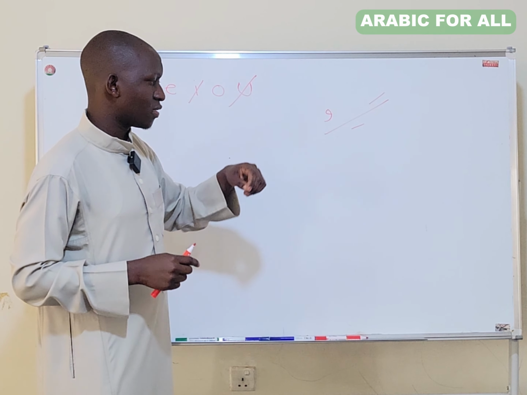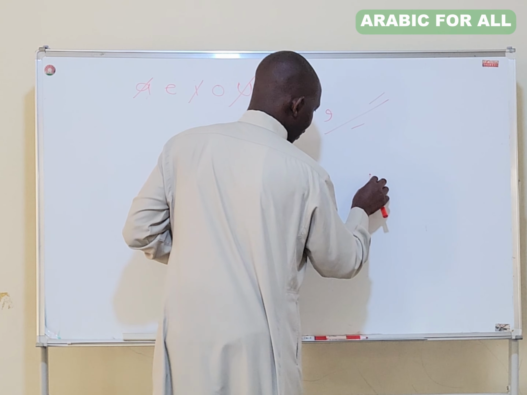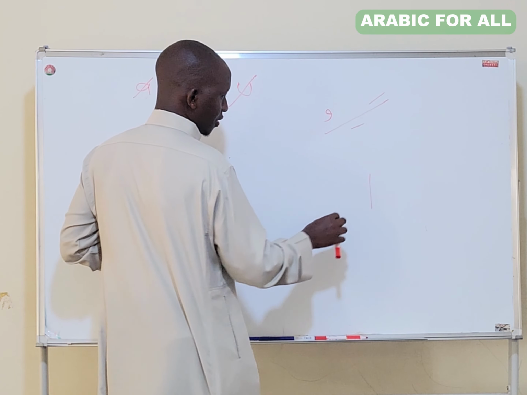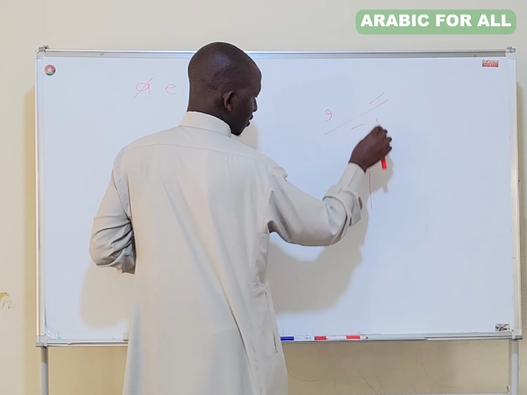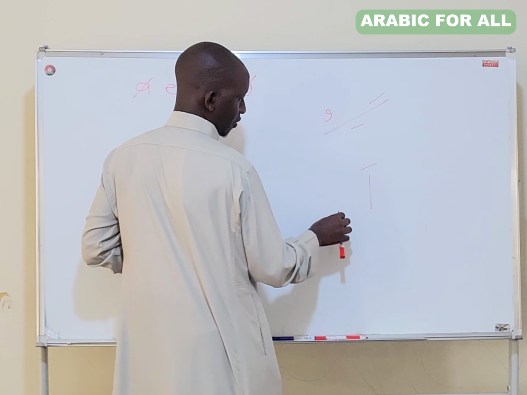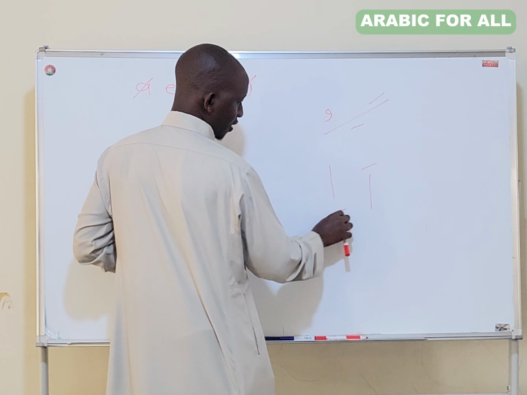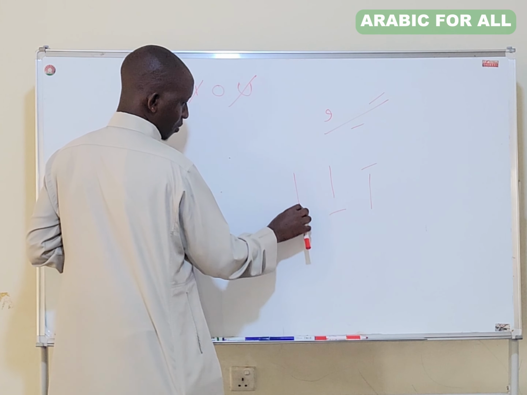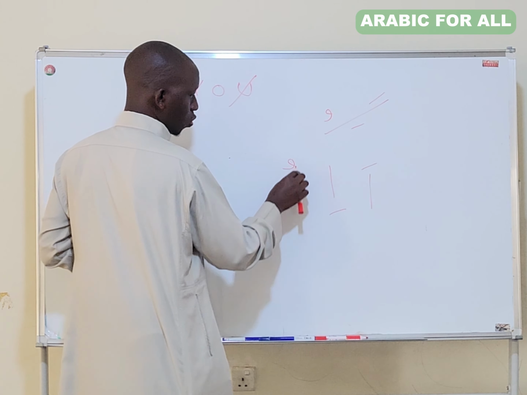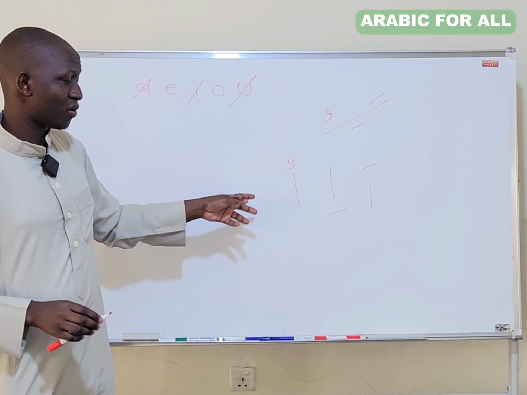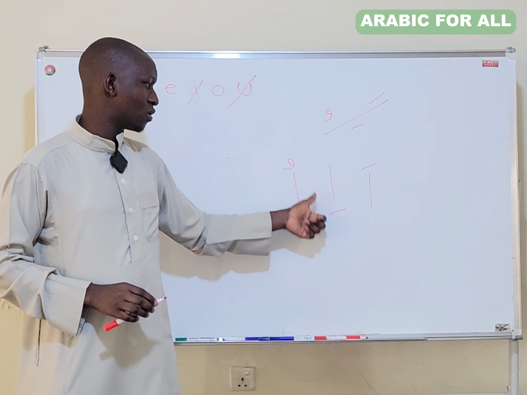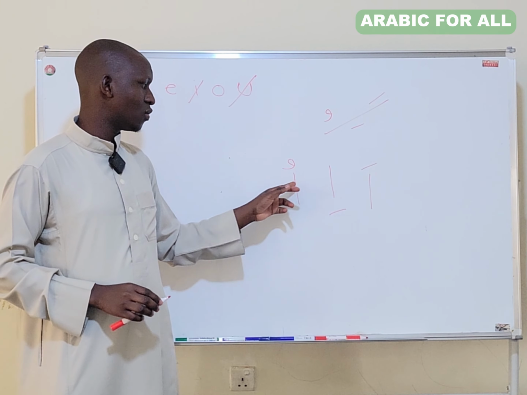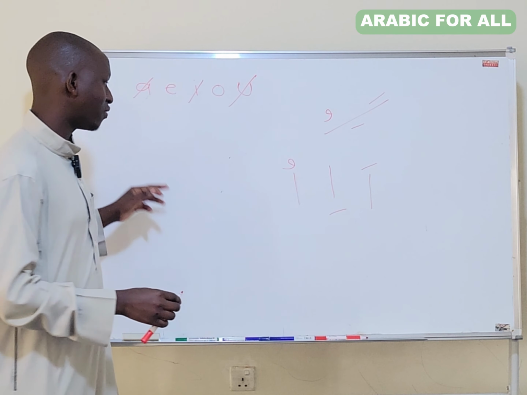Let's give it an example. Let's say we have our alif here. If we attach fatha to it, it will be a. If we attach kasra to it, it will be e. Then if we attach dhamma to it, it will be u. These are the sounds we're talking about. You say a, e, u. Likewise to all the letters we have.